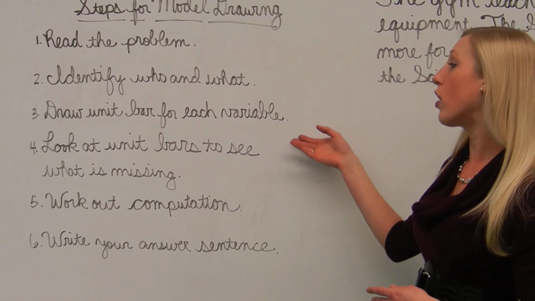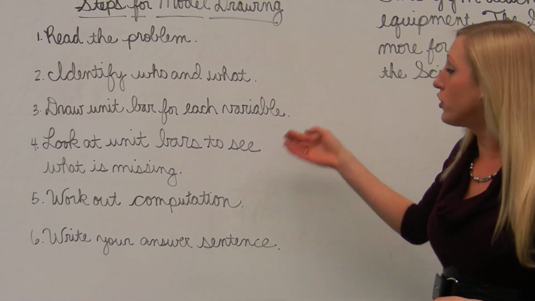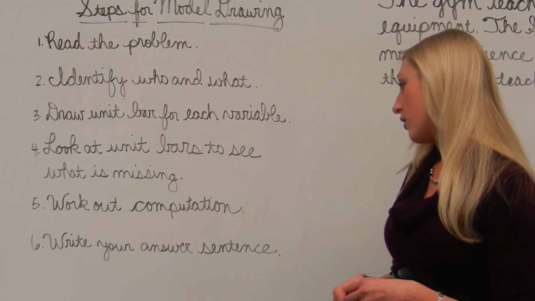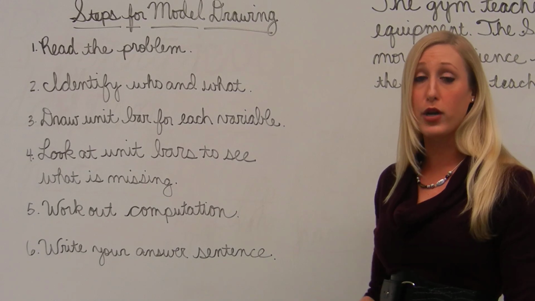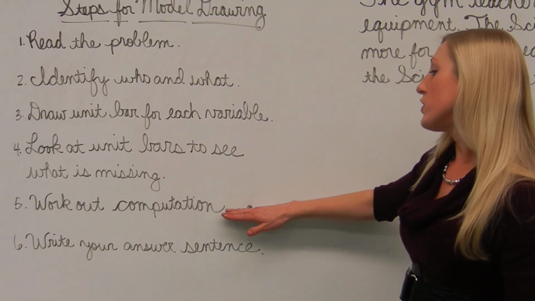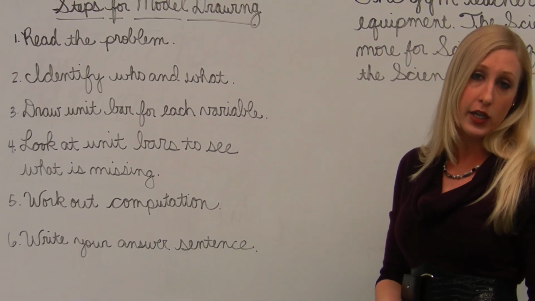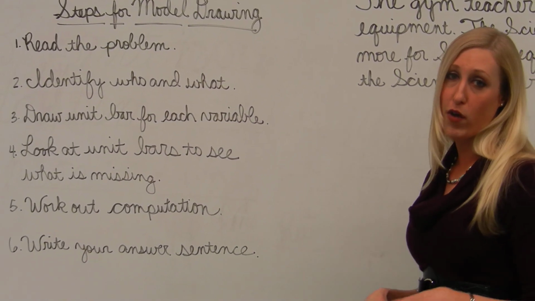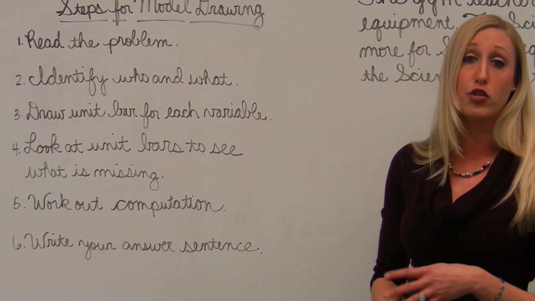Your third step will be to draw the unit bar for each variable. Once that is done, you'll look at your unit bars to see if you can figure out which piece of information you are missing. Finally, you're ready to do your actual math work. This is where you'll do your addition, your subtraction, your multiplication, your division. Whichever operation is required, step 5 is when you will complete it. And then finally, number 6, as the students will tell you, if the problem has words, your answer must have words. So they will write their answer in a complete, grammatically correct sentence with punctuation.